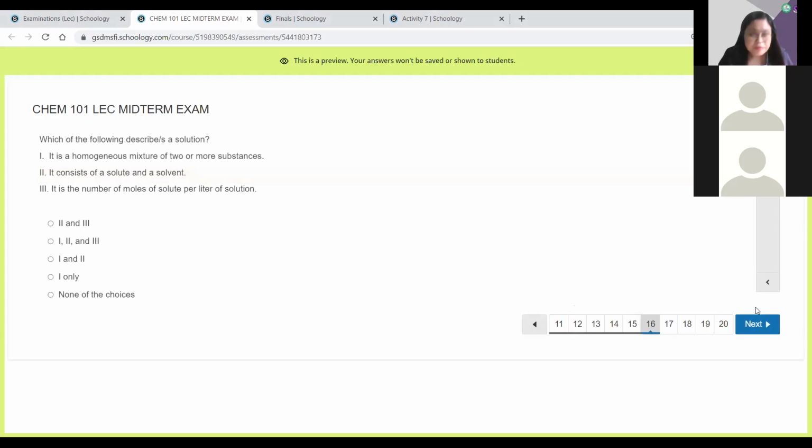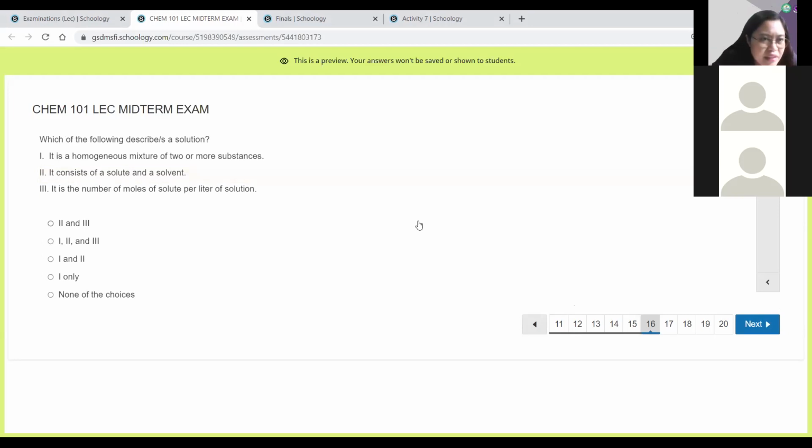And then we have, which of the following describes a solution? 1, it is a homogeneous mixture of 2 or more substances. Yes, pag sinabing solution, it's homogeneous, meaning one or uniform yung kanyang appearance. Next, it consists of a solute and a solvent. Yes, this is true also. When you say solution, we only have 2 components, the solute and the solvent.